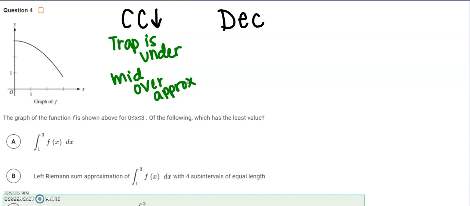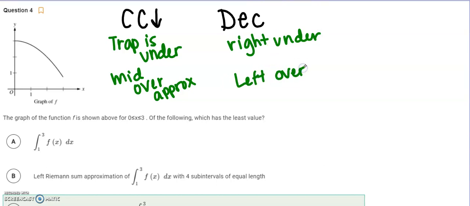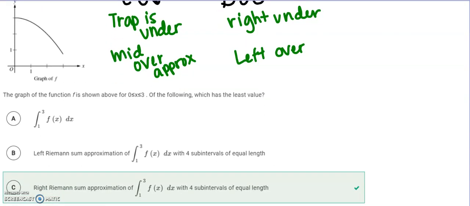If a function is decreasing, then a right hand is under, and a left hand is over. Okay, so if we think about this, we're trying to figure out which one is the smallest, the least value. Well, obviously anything that over approximates can't be the least, right? So then let's talk about this right hand under, trapezoid under.